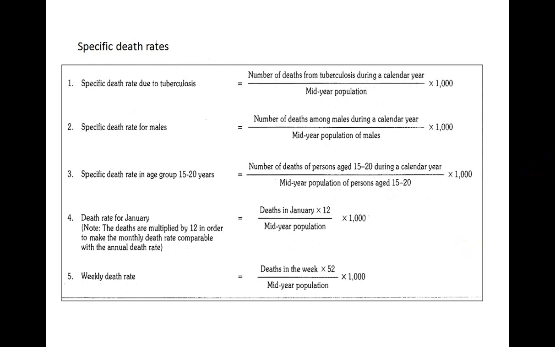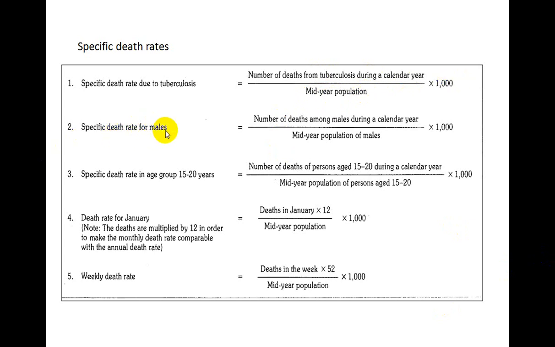Specific death rates. These are the certain formulas which we are using for specific death purpose, mortality purpose. Number 1, the specific death rate due to tuberculosis is equal to number of deaths from tuberculosis during a calendar year divided by mid-year population into 1000.